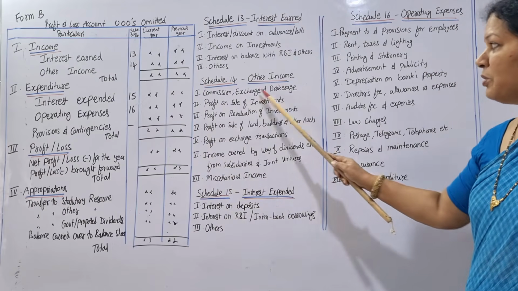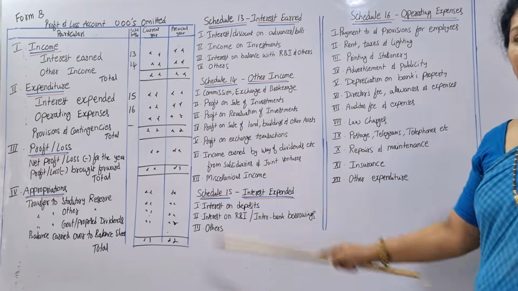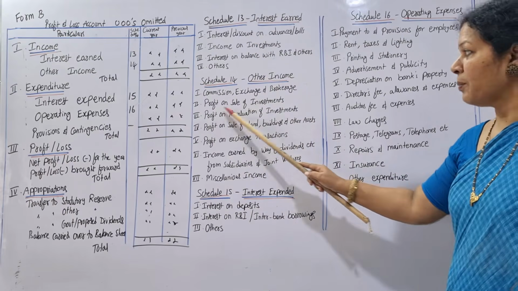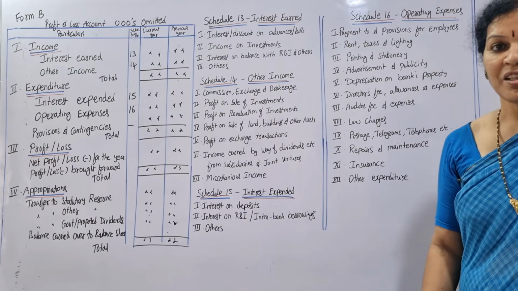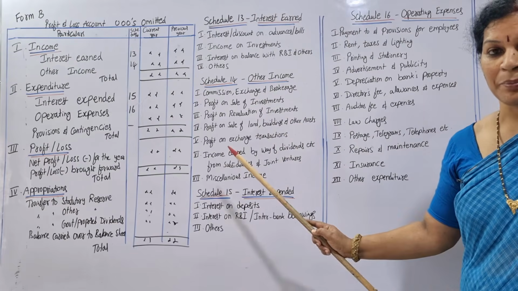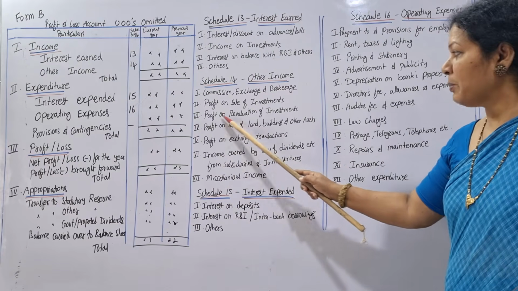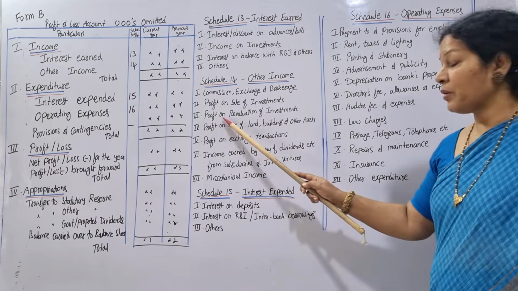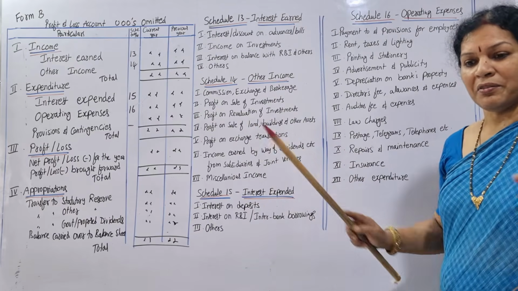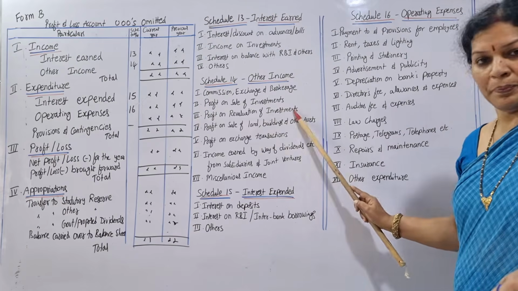So first one is commission, exchange and brokerage, which doesn't come over there. So we are writing here commission, exchange, brokerage, profit on sale of investment. This is also income. When you are selling the investment, if you get a profit, income. If you get a loss, that's the expenses, loss. In the same way, profit on revaluation of investment. When we are revaluating, if you get a profit, that is income.